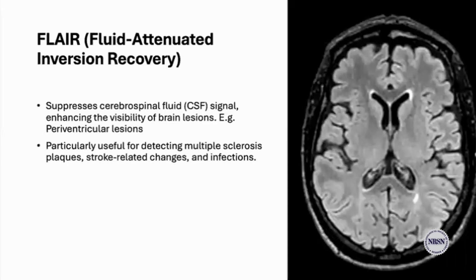FLAIR is really a powerful sequence. This is because it suppresses the bright signal from CSF, which makes brain lesions stand out much more clearly, especially those near the ventricles. It's particularly useful for spotting conditions like multiple sclerosis, stroke-related changes, and infections. And by removing the CSF glow, or what we call brightness, FLAIR helps us see the subtle abnormalities that may be missed on other sequences.